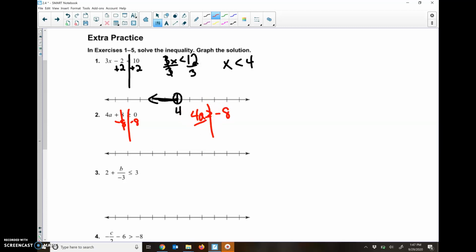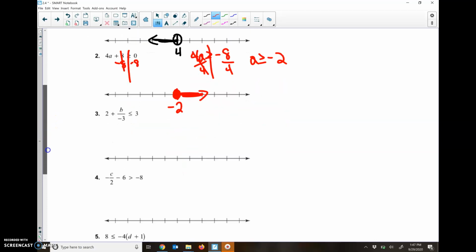Same thing, it's 4 times a, so I'm going to end up dividing by 4. So I get a is greater than or equal to negative 2. Don't have to flip our sign there because I divided by a positive 4, not a negative 4. So we're all good there. It is a greater than or equal to sign, so since it's an equal to, I'm going to fill in that circle. And numbers greater than negative 2 go to the right, like negative 1 and 0 and all those positive numbers there.